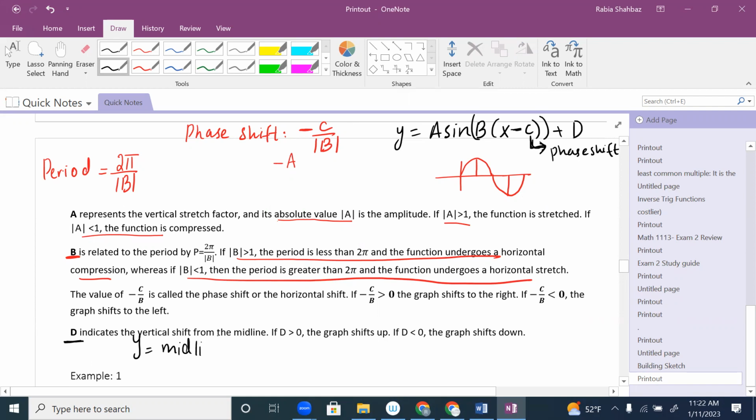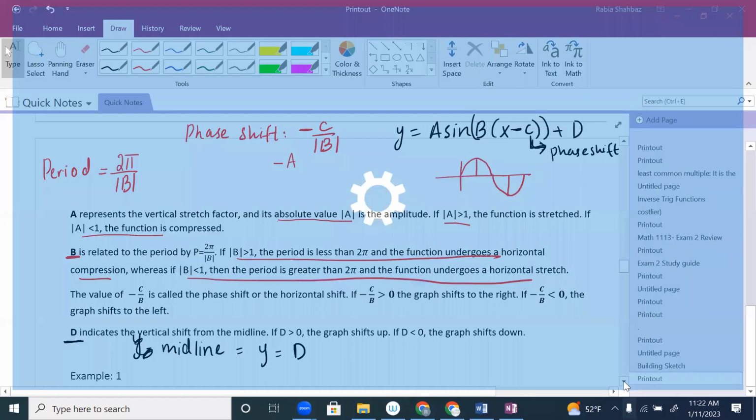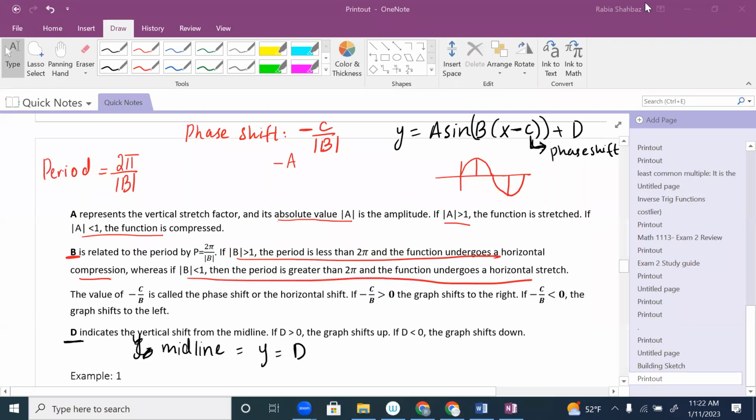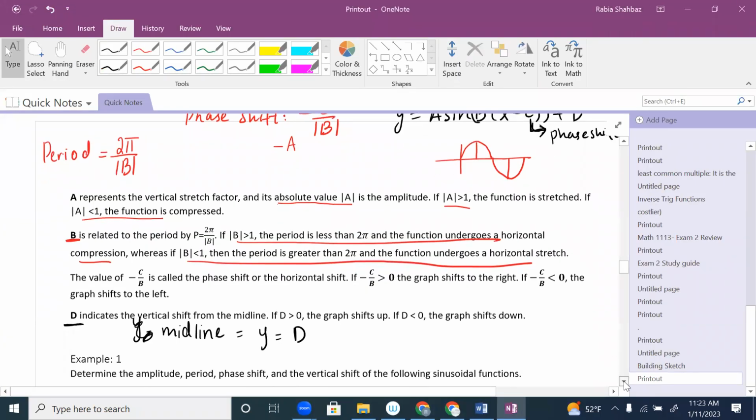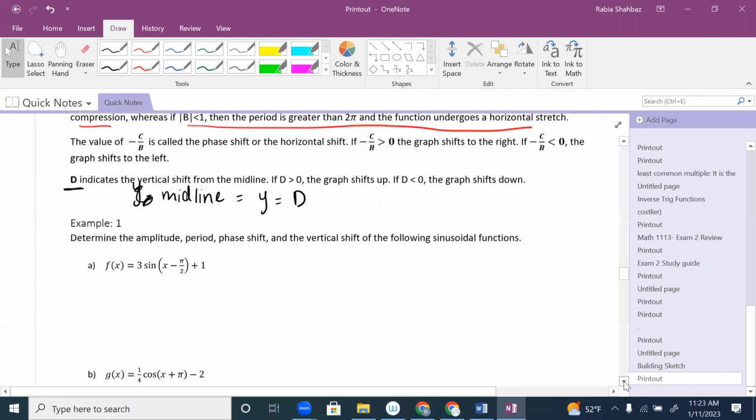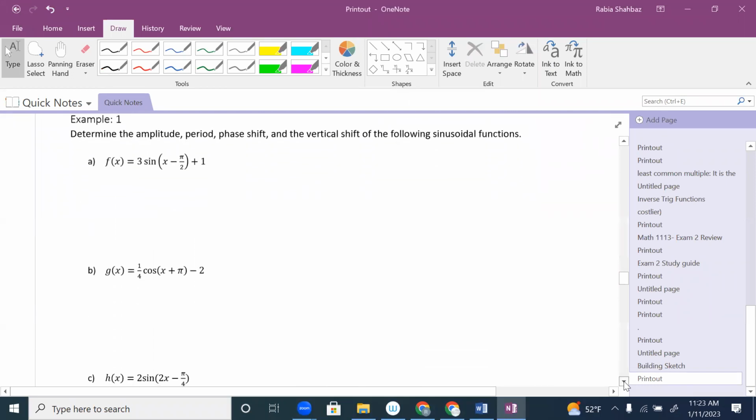The midline is the line about which the graph oscillates. So midline is equal to, I'm going to actually write y equals D. So let's look at a few examples here, and we're going to just practice identifying these values of amplitude, period, phase shift, and vertical shift based on the values of A, B, C, and D in the sinusoidal equations.